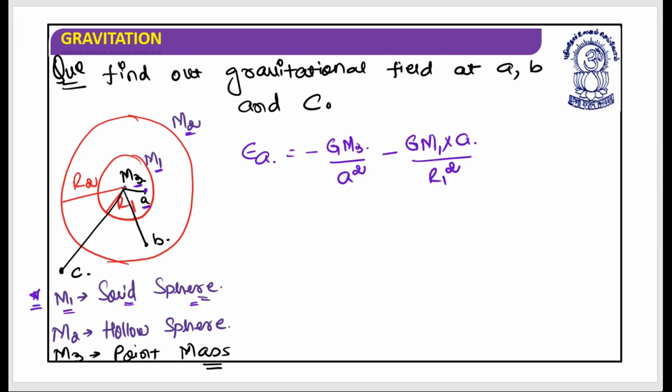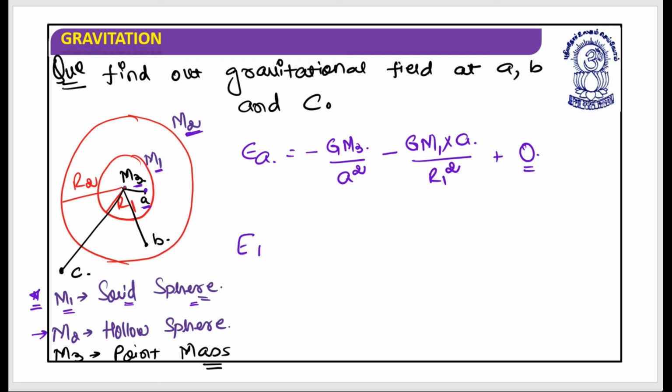Now let's write down for the m2 mass. What is m2? It's a hollow sphere. For the hollow sphere, point A is lying inside the sphere, and as this point is lying inside the m2 sphere, the gravitational field due to it would be 0. I hope this is clear. So can you write this? Let's write this down very quickly.